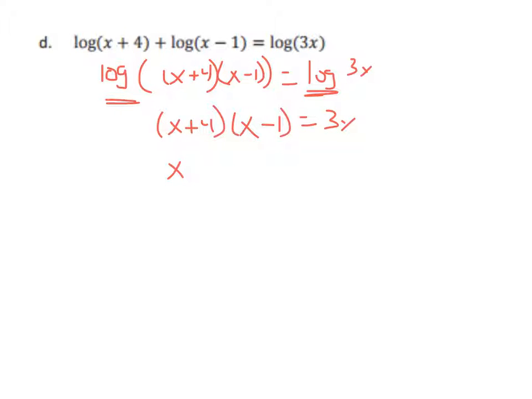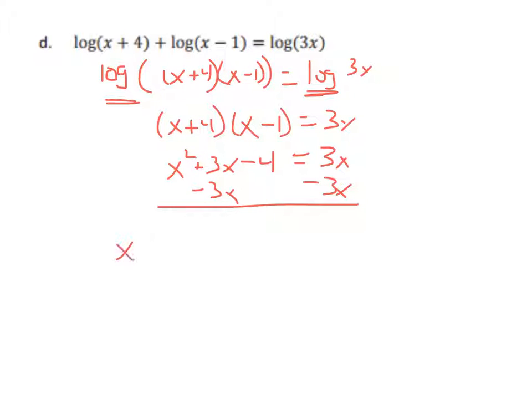Go ahead and multiply. You will get x squared plus 3x minus 4 equals 3x. Move the 3x to the other side since the x squared is not going anywhere, and the x terms in the middle fall out. You will get x squared minus 4 equals 0. Now you can move the 4 to the other side, or if you recognize it, it's a difference of two perfect squares, so x plus 2 times x minus 2.